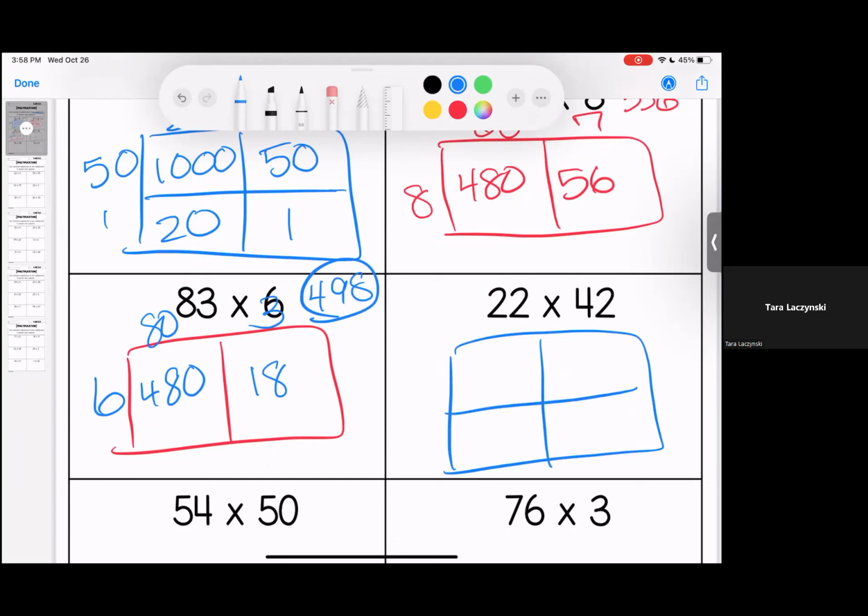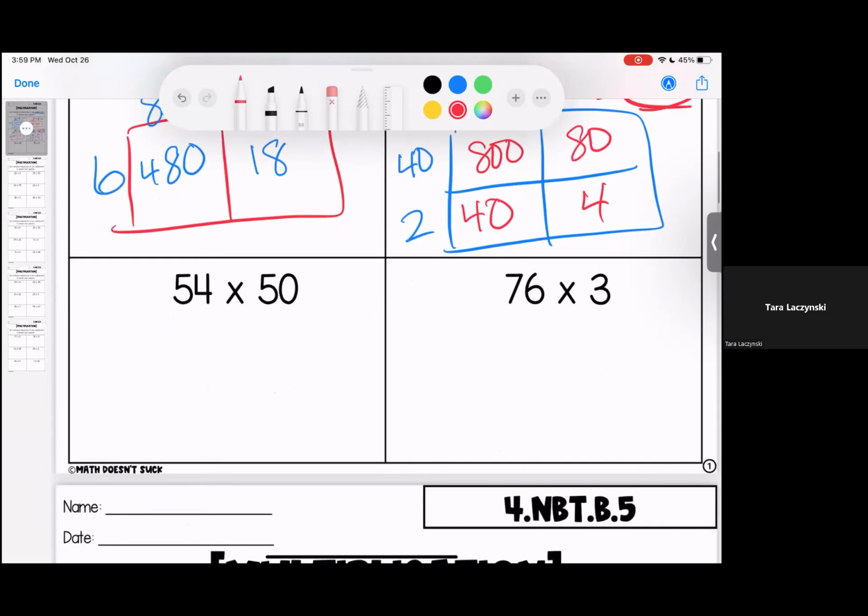2 digits, 2 digits, 2 boxes. So we have 40 and 2, and we have, let me switch colors there, 20 and 2. So we're doing 22 times 42 on this one. 4 times 2 is 8. We have 2 zeros. 4 times 2 is 8. We have 1 0. 2 times 2 is 4. We have a 0. 2 times 2 is 4. If we add 800 plus 80 plus 40 plus 4, we get 924 as our final answer.